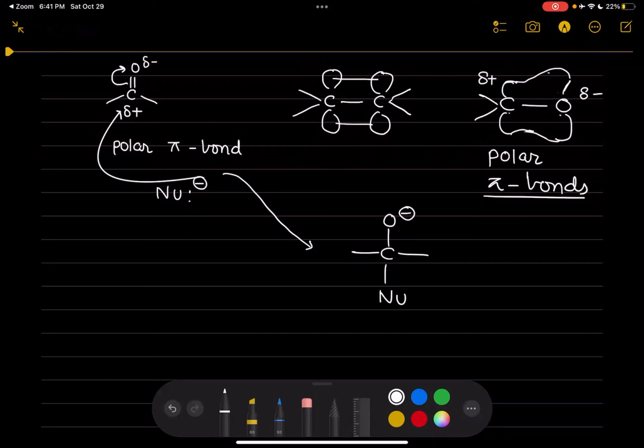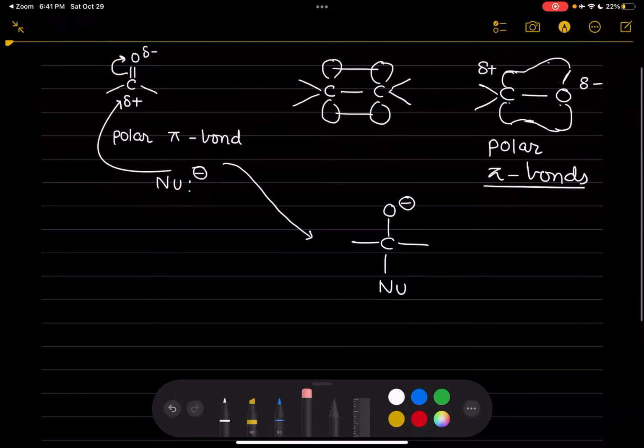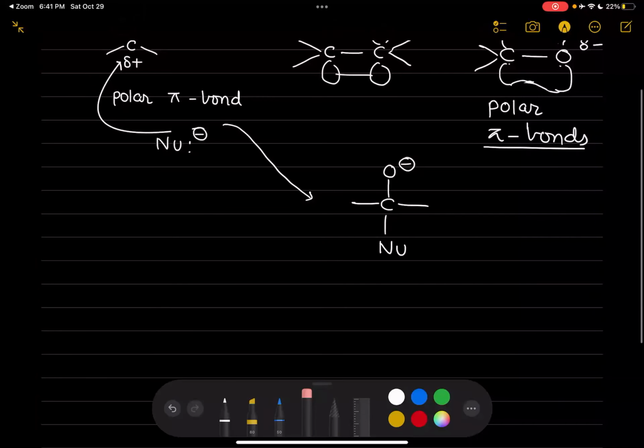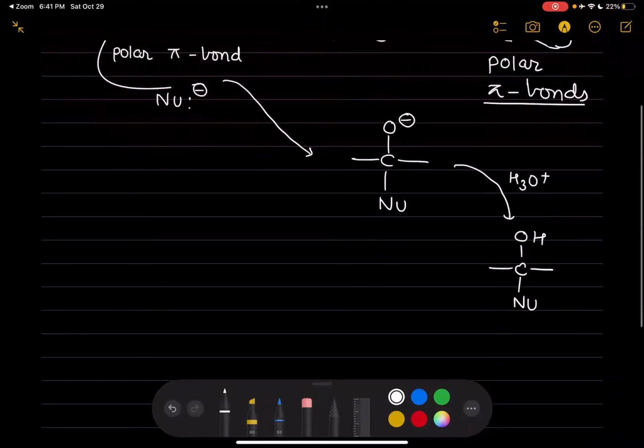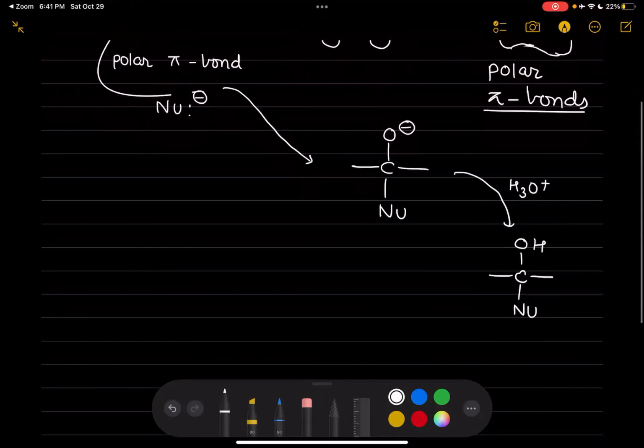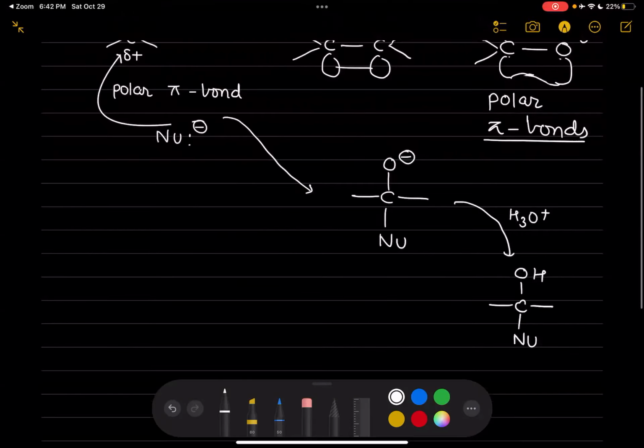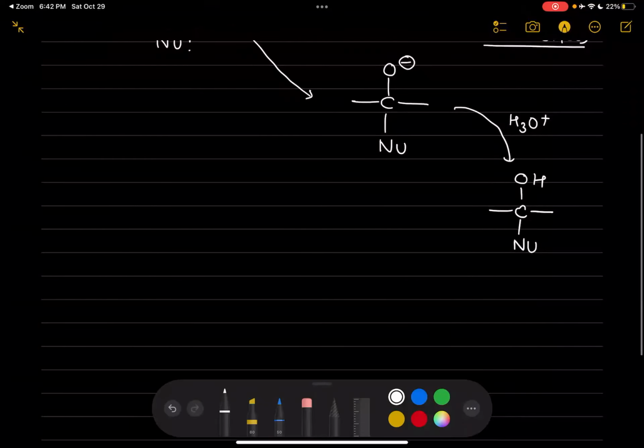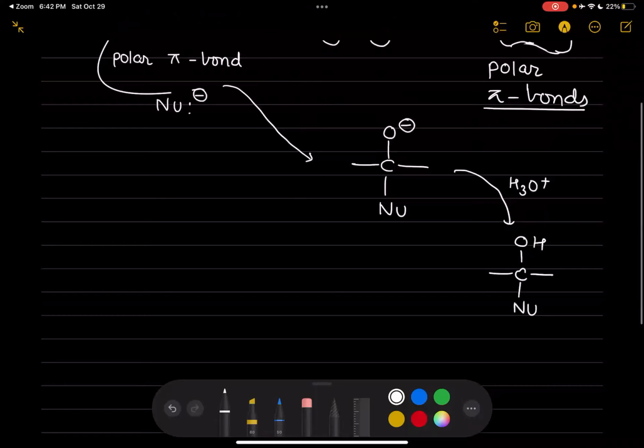So nucleophilic addition reactions. Finally, what we do, we take some water in an acidic, slightly acidic medium, not much. So that will protonate this OH. So effectively what you have done, you have removed the pi bond and you have added this H and the nucleophile. But the nucleophile itself has caused this addition, right? So nucleophilic addition reaction, which is the most common.